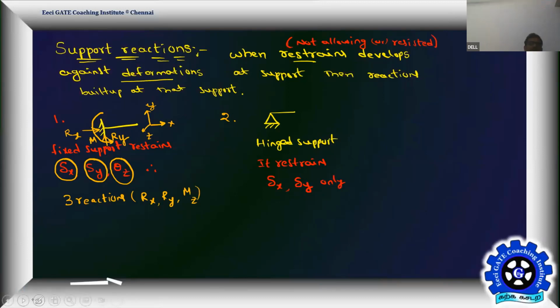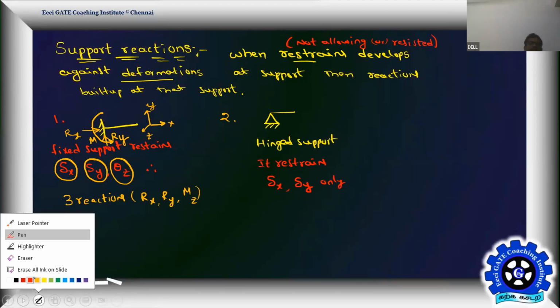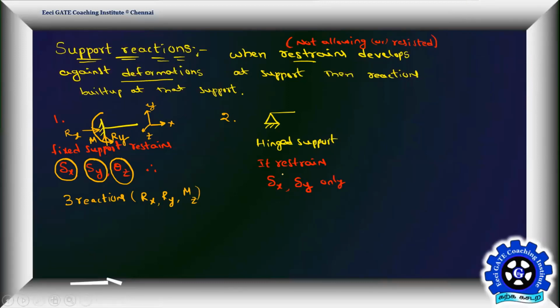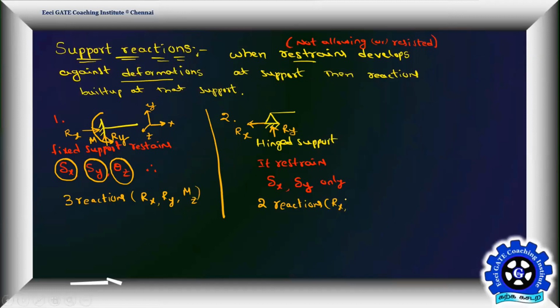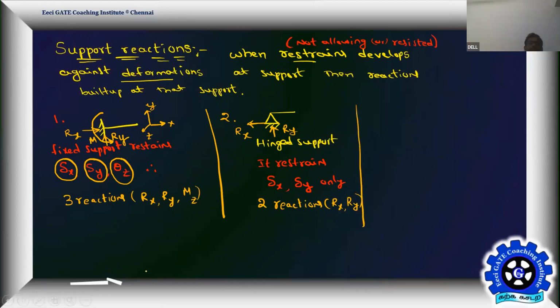Now tell me, what are the reactions? How many reactions are we going to have? Two, sir. In whichever directions the restraints are developed, only in those directions can we have reactions. So we can have a reaction in X direction, yes or no? Yes. We can have a reaction in Y direction. That's it. Hinged support has how many reactions then? Only two reactions, Rx and Ry.